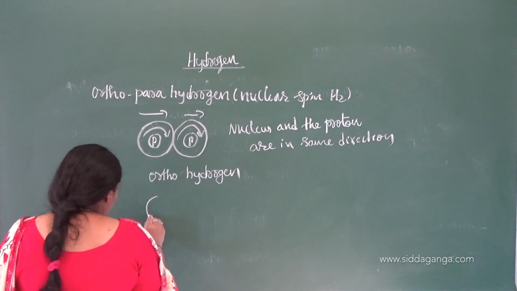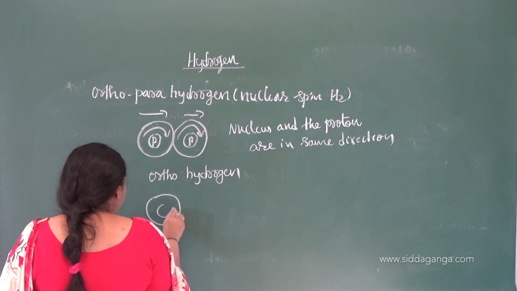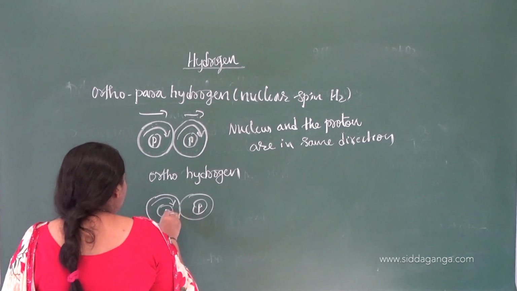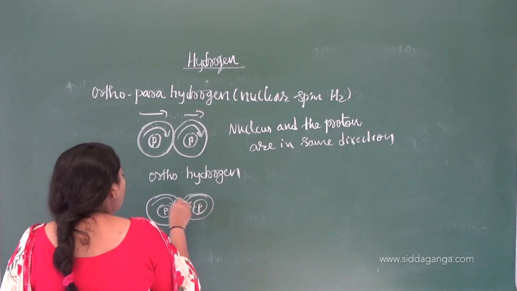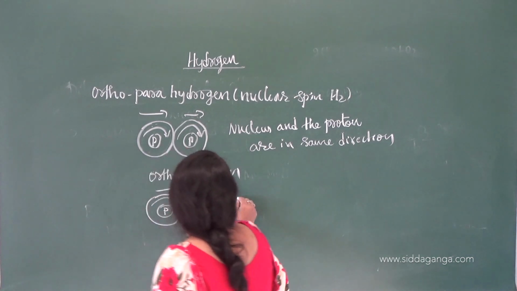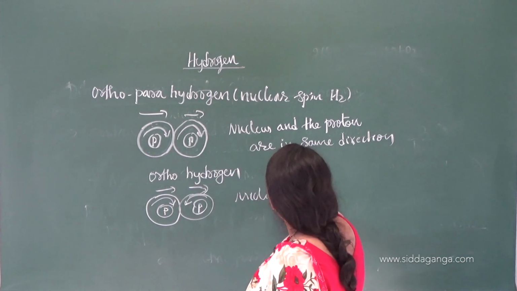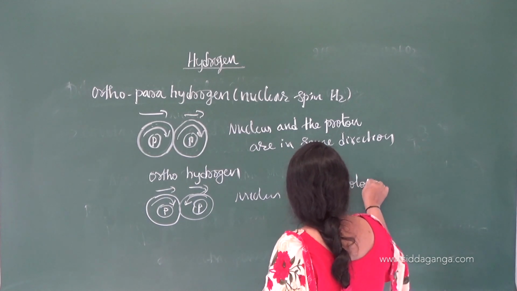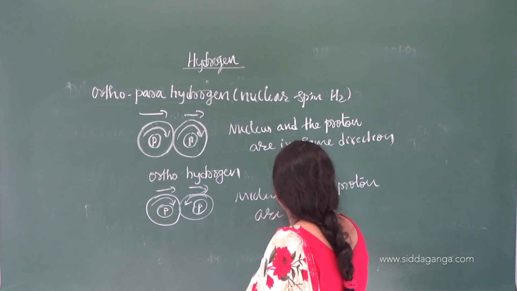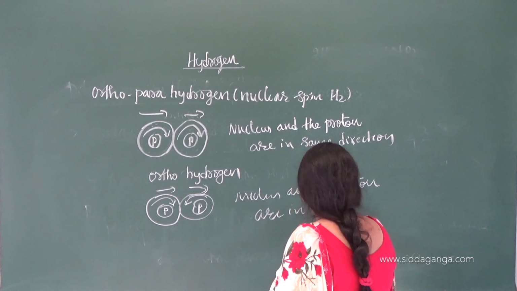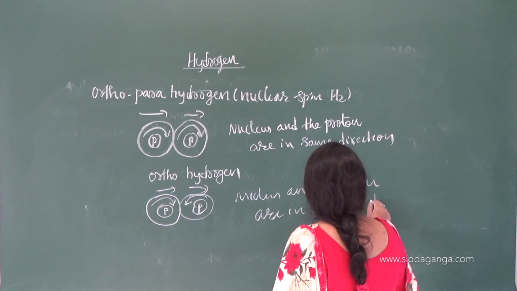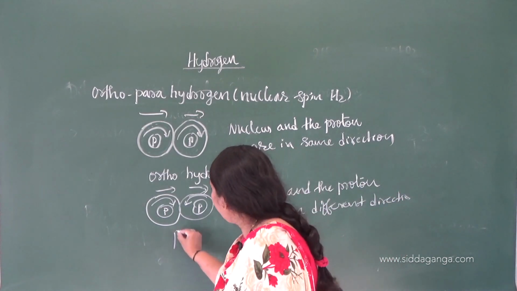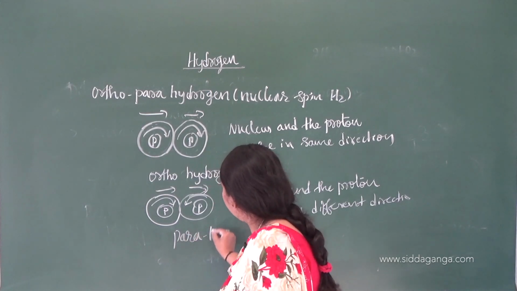Similarly, if we take one more atom and its proton is in this direction, then this will be in the opposite direction. If the nuclei are in different directions, what do you call that? That is called para-hydrogen.